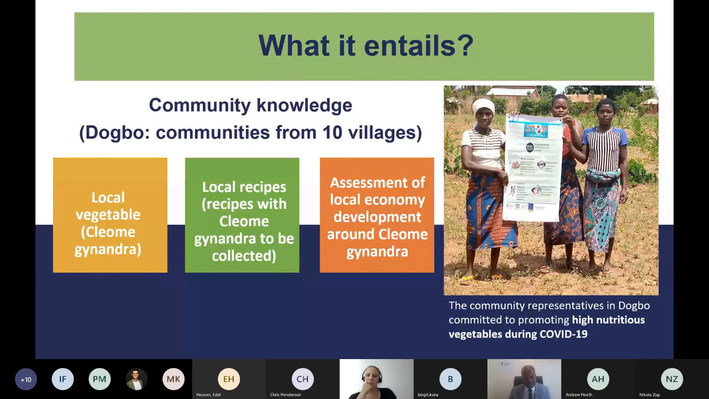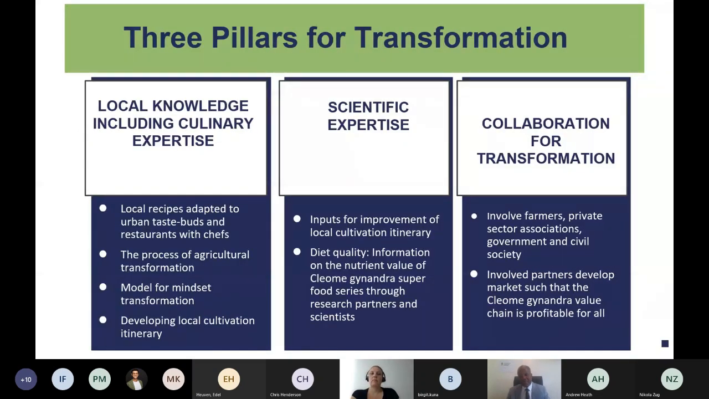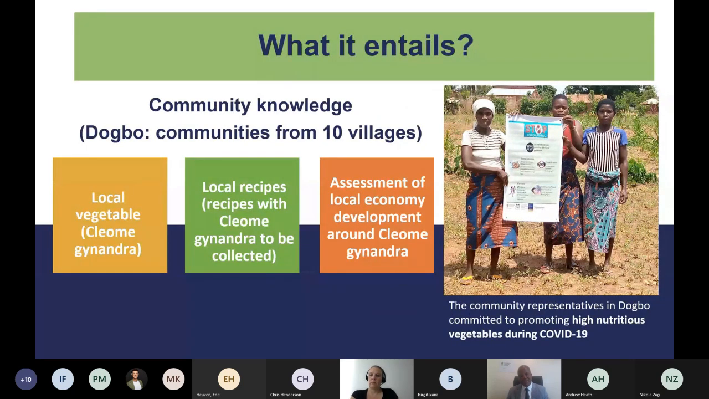The local vegetable itself, that is known, Cléomé-Ginandra, with local knowledge around it. And the second aspect, we focus on local recipes with Cléomé-Ginandra to be really collected. How people locally collect and process it, we know it, and we collect all information around it. And the third aspect is the assessment of local economy development around Cléomé-Ginandra. Here we talk about the markets, the actors involved, the profit made from it locally, and so on.